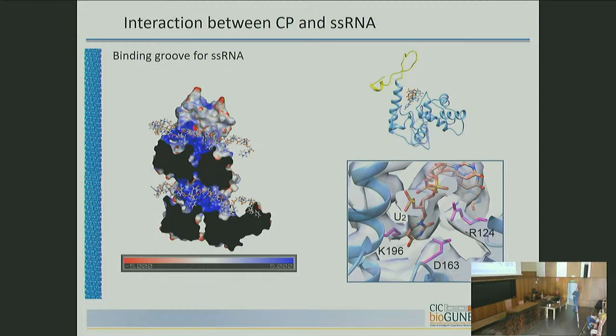And as I mentioned, we didn't know exactly the position, but we always have, this is the core domain, this is the long helix, and we have one base just pointing here to a binding pocket. And we started looking at residues that are interacting with the RNA, the first analysis.